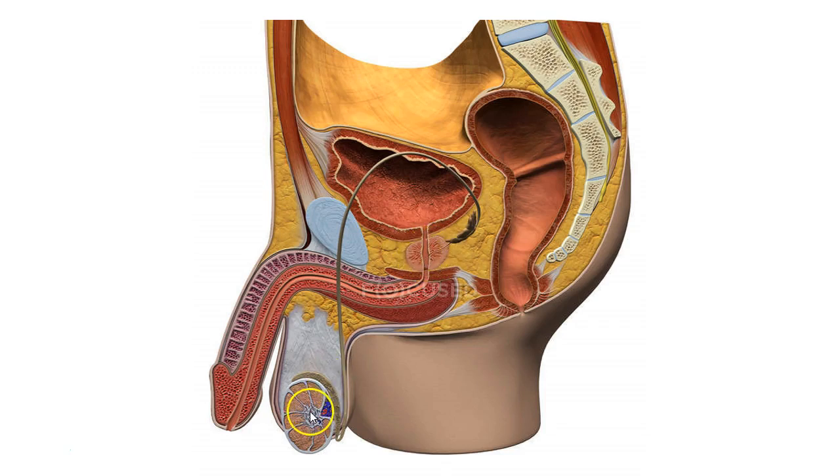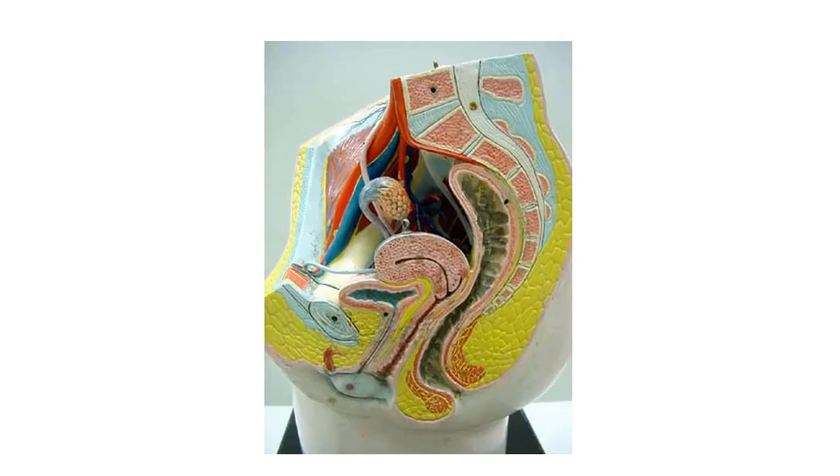So let's count them. Testes 1, epididymis 2, vas deferens 3, prostate gland 4, urethra 5, and penis, that would be 6. So I gave you 6 point names on the male, right? On the female, I only gave you, I think, 4 point names, right? So I gave you ovary, fallopian tube, uterus, and vagina.